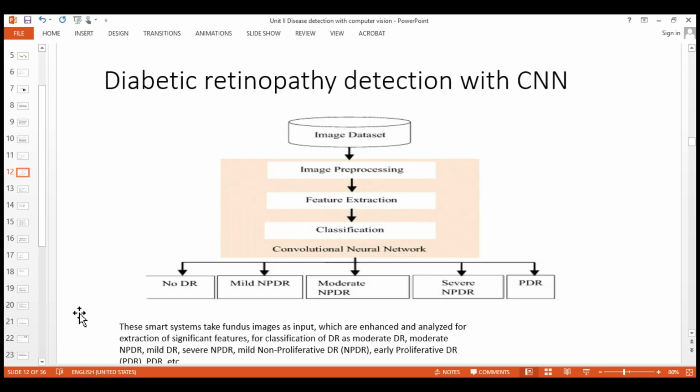Starting from no diabetic retinopathy, the patient can be classified as a mild case of diabetic retinopathy, then moderate retinopathy, severe retinopathy, and finally proliferative retinopathy. So we can have about five or six classes, and the patient comes in and checks, say every 6 months or 1 year. We can tell them whether the disease is progressing or they are safe.